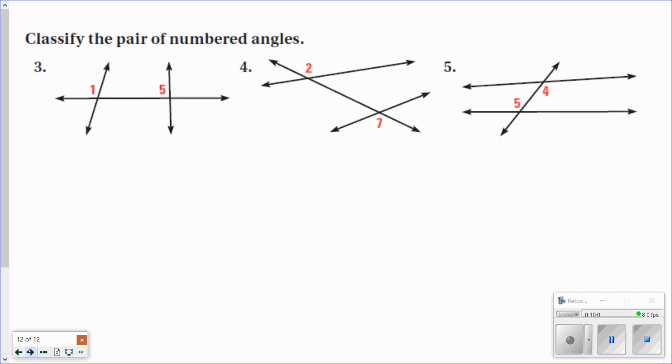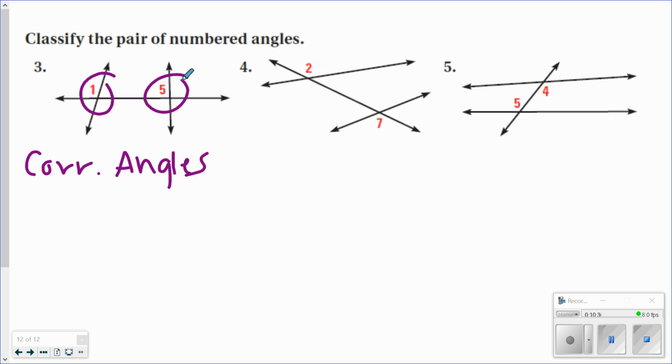Finally, we're going to classify the pair of numbered angles. So if I look here, I see 1 and 5. We need to decide what type of angles are they. Are they alternate interior, alternate exterior, same side interior, or corresponding? And the correct answer here is corresponding. With our group of 4, 1 and 5 are in the same cluster, so they are the top left-hand corner, so they are corresponding angles.